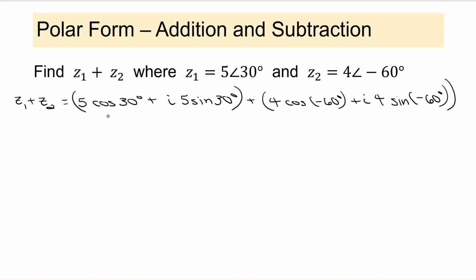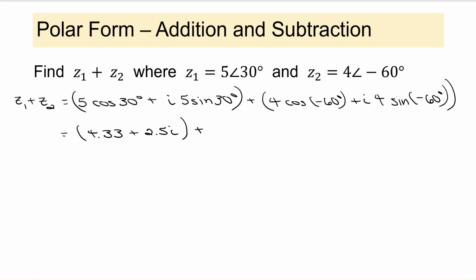Okay, so now it becomes mostly a calculator problem. You could do some of this manually because the angles are critical angles, but we're going to just plug it into our calculator. So 5 times cosine 30 degrees gives me 4.33. I'm just going to round everything to 2 decimal places, plus, and then 5 times sine 30 degrees is 2.5, so 2.5i. So that's Z1 in rectangular form.